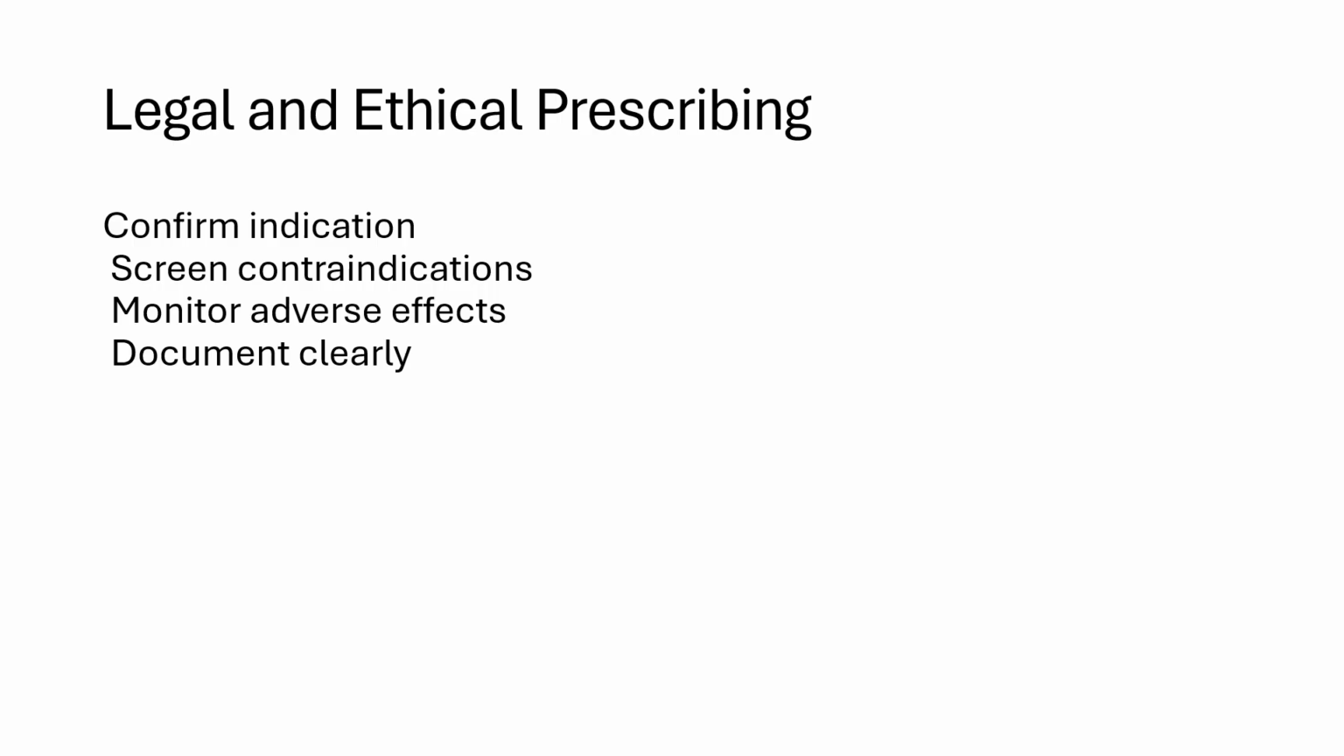For example, we need to avoid ACE inhibitors in pregnancy, avoid non-selective beta blockers in severe asthma, avoid non-dihydropyridine calcium channel blockers in heart failure with reduced ejection fraction. This step is going to help us prevent predictable harm. Third, we want to monitor for adverse effects. So this includes checking electrolytes with diuretics, monitoring renal function with RAAS blockers, and assessing for muscle symptoms with statins. And then, as we always say, we need to make sure to document clearly. Documentation should reflect our clinical reasoning, the indication, the risk assessment, and the monitoring plan.